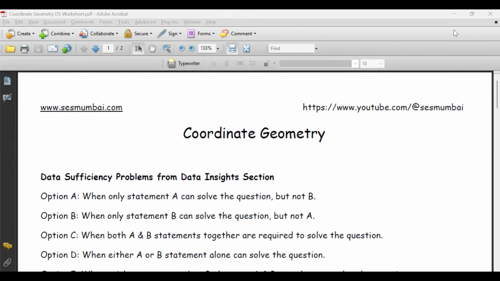Hi, this is the data sufficiency worksheet, coordinate geometry.